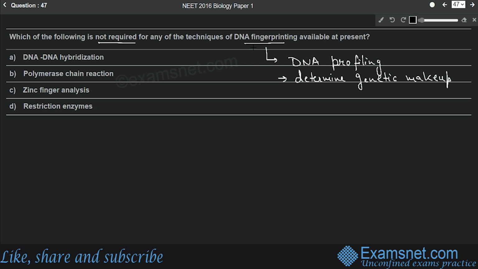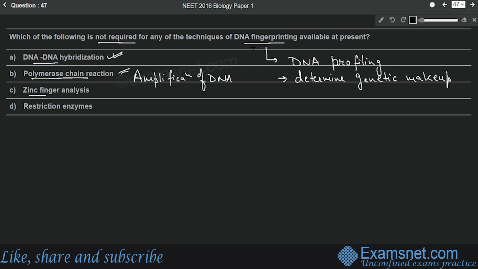The first option is DNA-DNA hybridization. This is important in DNA fingerprinting. What is DNA-DNA hybridization? In this, a fragment of DNA is taken and it is hybridized with another DNA fragment in order to find the extent or degree of similarity between the two DNAs. Now, second one is polymerase chain reaction, that is PCR. This is also a part of DNA fingerprinting and it is used for amplification of DNA, right?